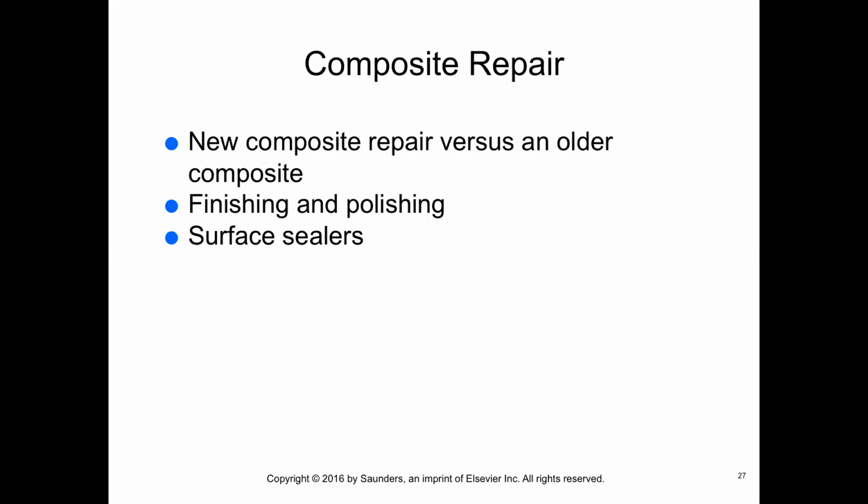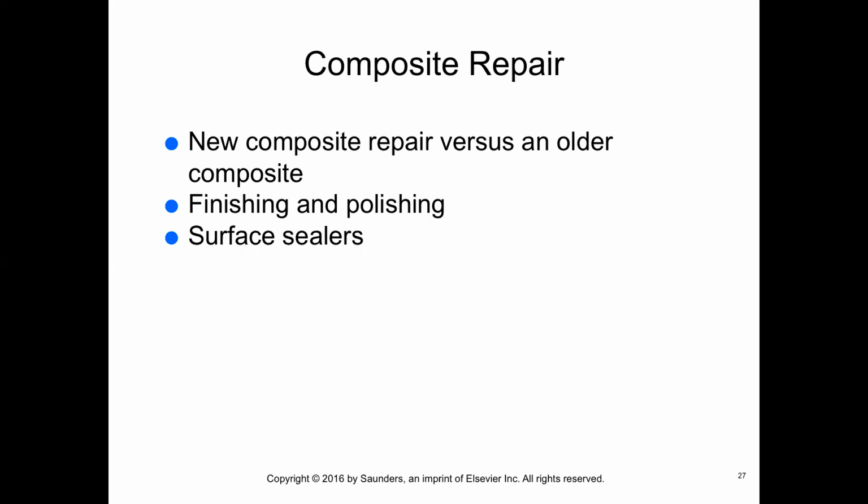Finishing is the process used to correct irregularities in contour and remove excess material and smooth the margins and external surface. Polishing takes the process a step further by removing scratches by the stepwise application of sequentially finer abrasives to produce a glossy, very smooth surface.